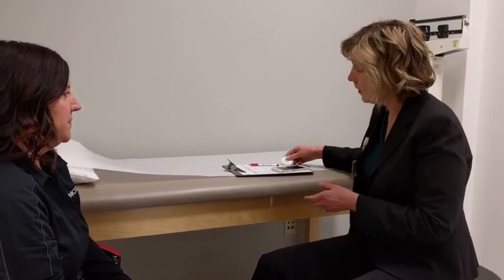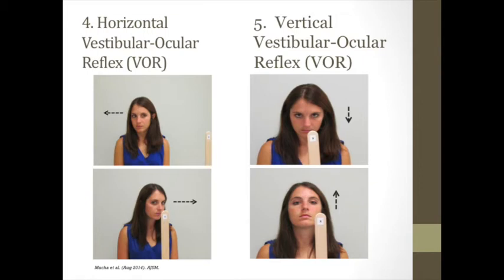0. Okay. The vestibular ocular reflex, or VOR, assesses the ability to stabilize vision as the head moves either horizontally or vertically. The participant and examiner are seated. For horizontal VOR, the examiner holds a target 3 feet from the participant, or the participant holds their arm straight out with a thumb up.